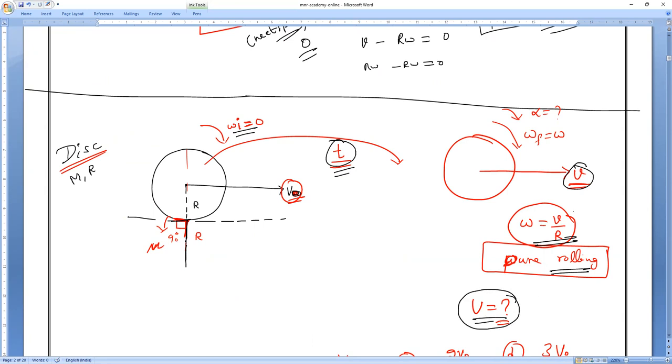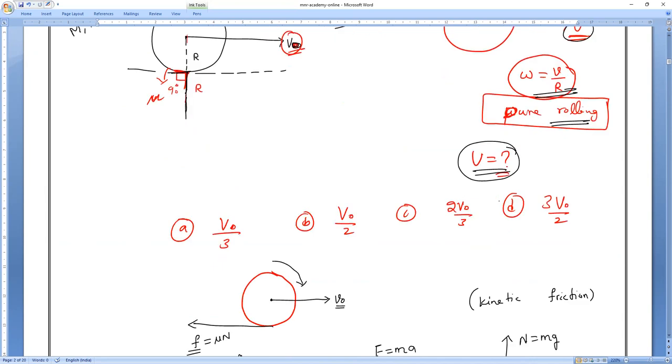What velocity does the body attain in pure rolling? That is our target. For this, they have given you the options. Now you can see it's very simple.